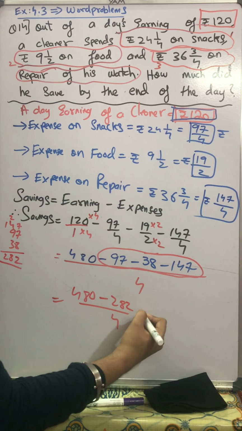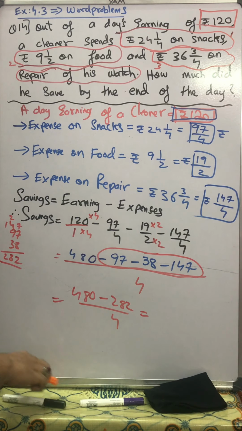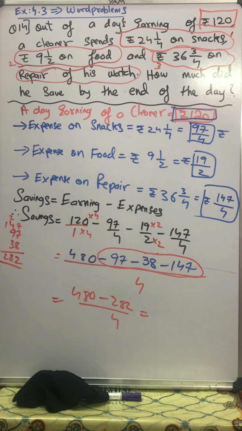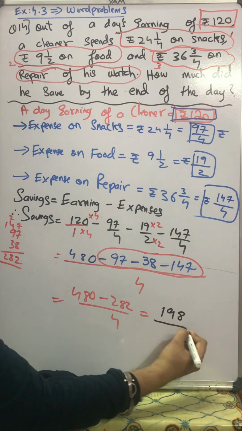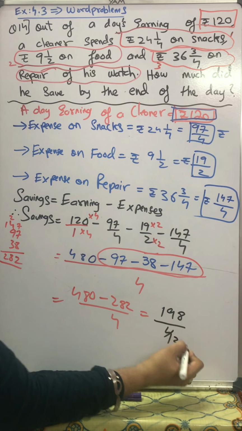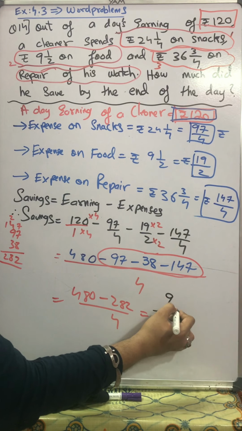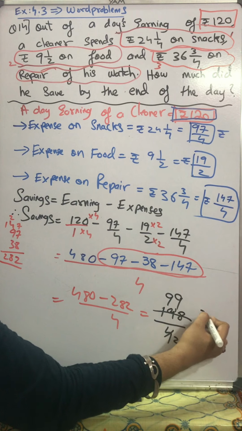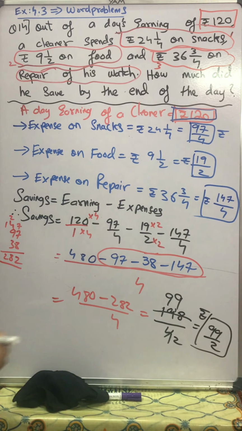The whole upon 4 is equal to, now if you subtract this result, 480 minus 282, you will get the answer as 198. So 198 upon 4. 2 twos are 2, 2 nines are 18, carry 1, 2 nines are 18, so the answer is 99 upon 2 in rupees. 99 upon 2.